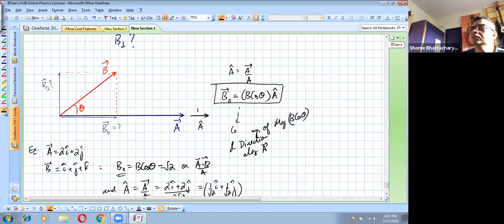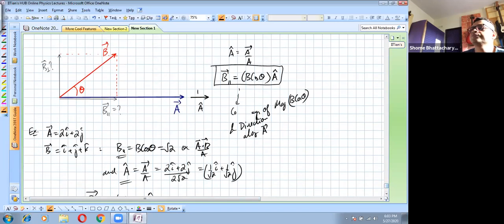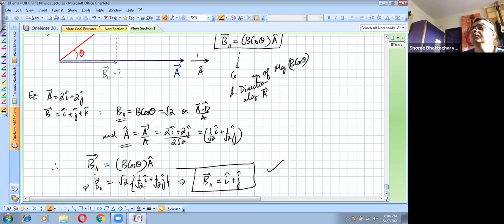Whereas what is the unit vector along this direction? A cap. It is nothing but A divided by its magnitude. So that becomes this. So now the vector, this one, B parallel, becomes what? It becomes its magnitude, which is B cos theta, into its unit vector, which is A cap. So the vector B parallel is nothing but its magnitude into its direction as a unit vector. Its magnitude was root 2 from the dot product, and the direction A cap you can see is vector A divided by mod A. So that's this. So multiply that by this.